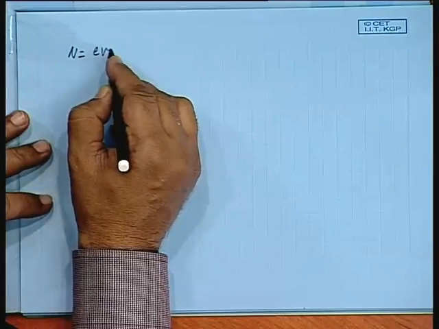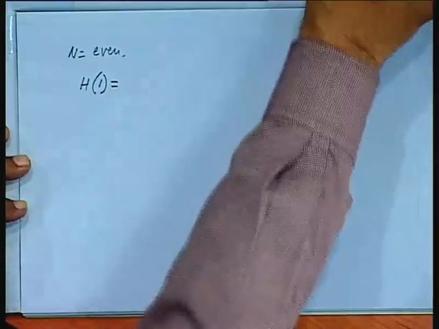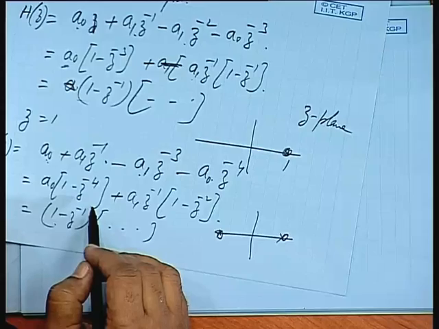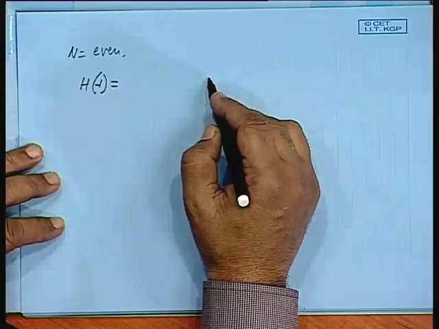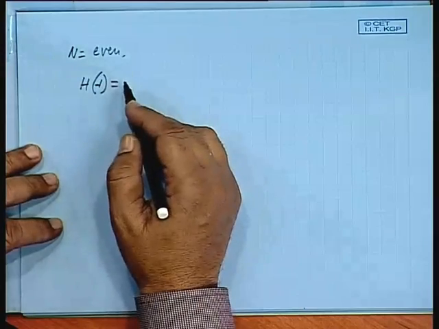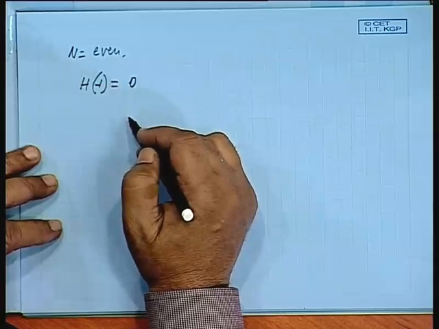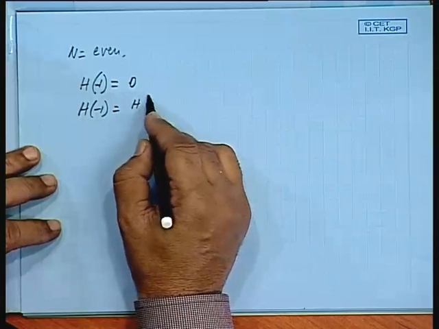What about h equal to 1? For n is equal to even, what is the value of h equal to 1? H equal to minus 1. If I put h equal to minus 1, it will be always A 0 minus A 1. For n even, h minus 1 will be always 0. Can you see that? H minus 1 will become equal to h plus 1. Just see.